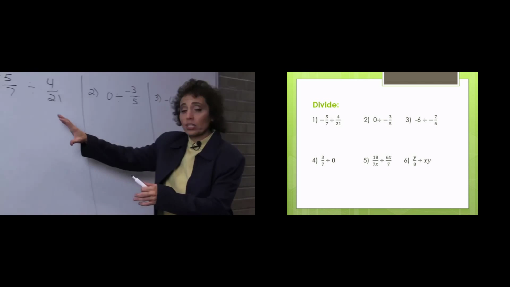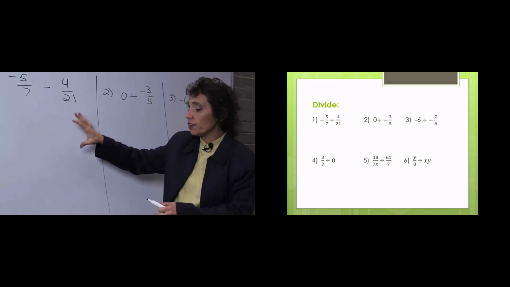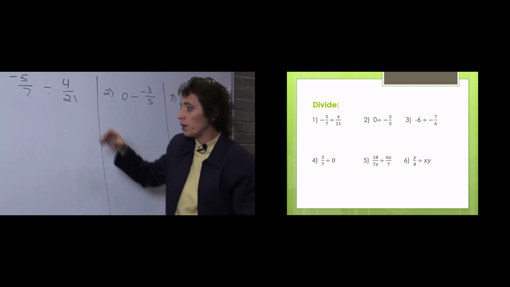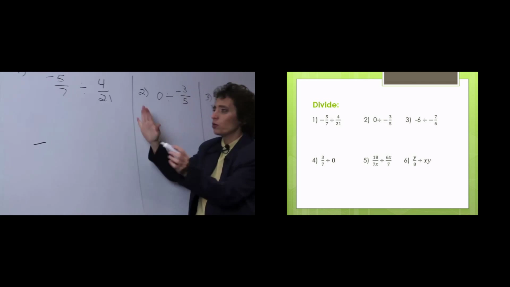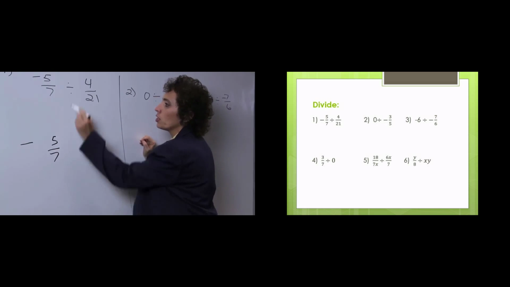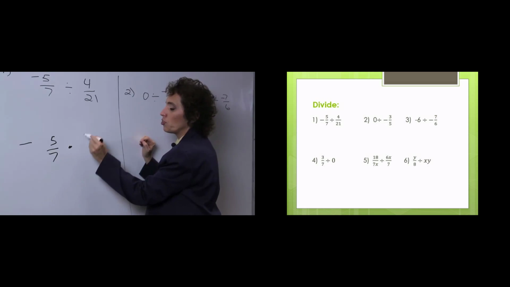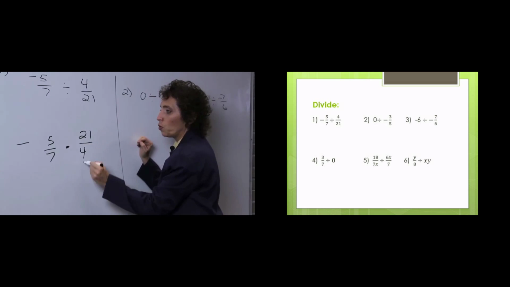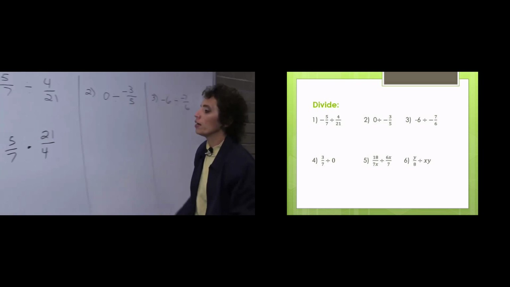Okay, let's do the same thing we did with multiplication. Let's take care of the sign first. This is a negative divided by a positive, which is a negative. Now I'm not going to deal with the sign again. Okay, so that's going to be the answer. And we have 5/7 divided by, changes to multiplication, 21 over 4. Again, negative. Okay, for my answer.